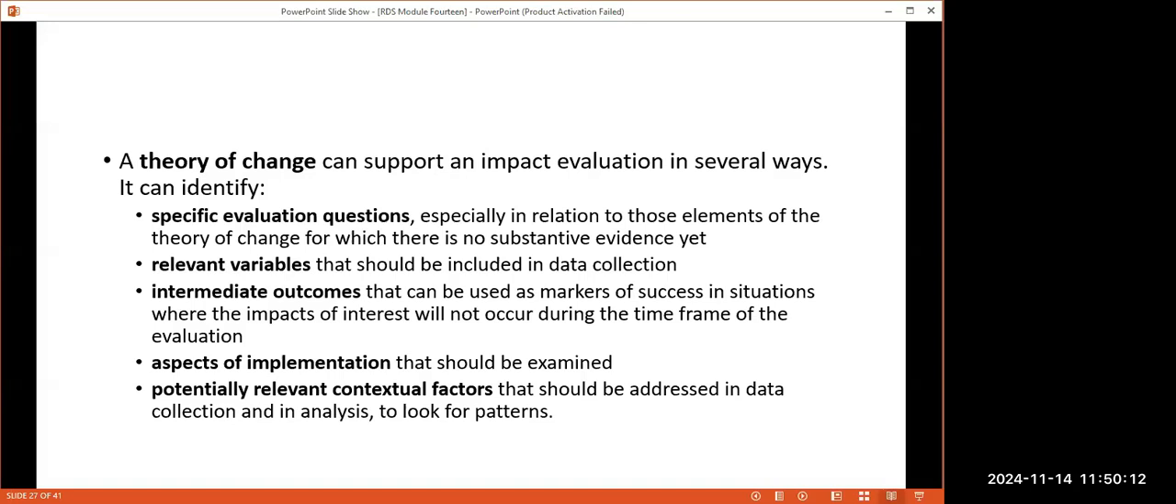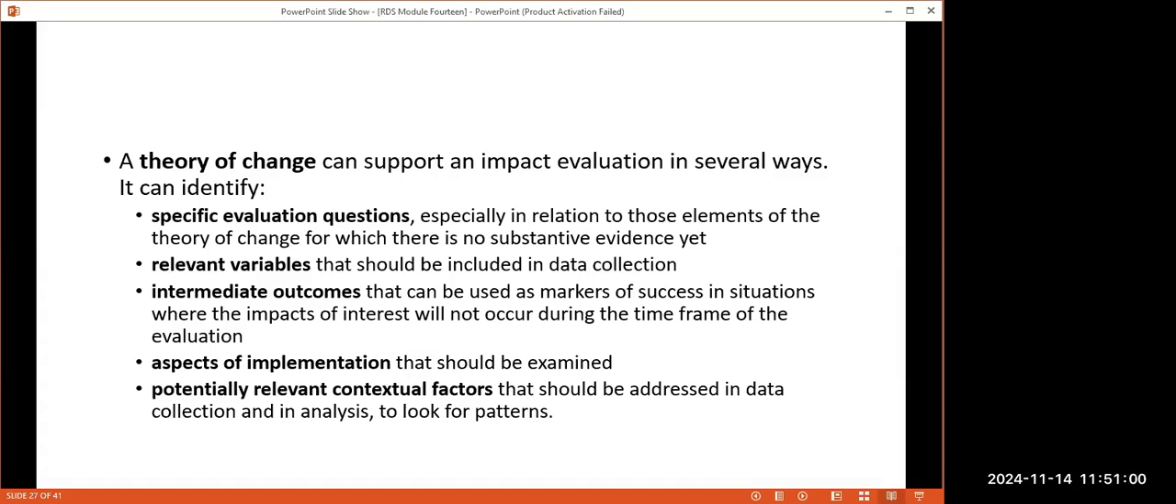But for now, how do we use theory of change so that we can carry out an impact evaluation? There are several ways in which theory of change can be used in the evaluation. Number one, it can be used to identify specific evaluation questions. So when you look at the theory of change, remember we talked about key evaluation questions. The theory of change can be used to come out with some specific questions. The theory of change can also help us to identify reliable variables, which should be used in the data collection plan.